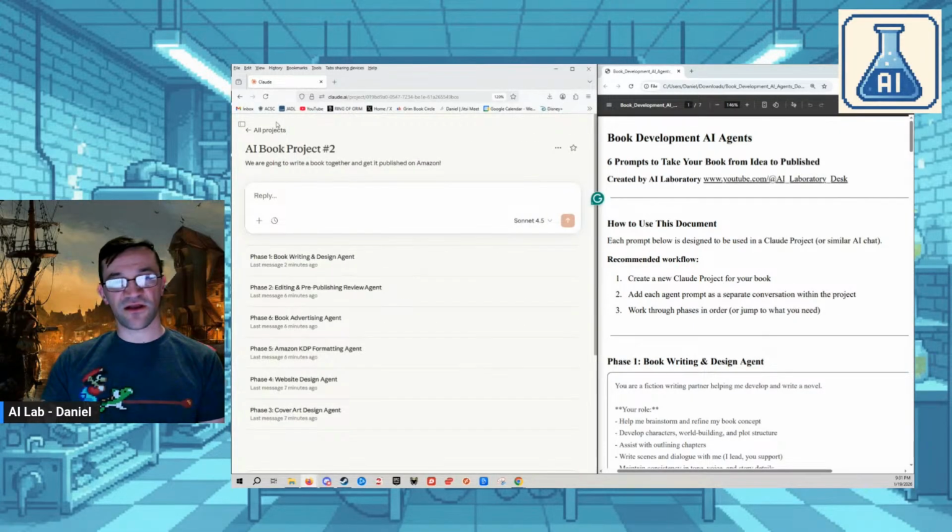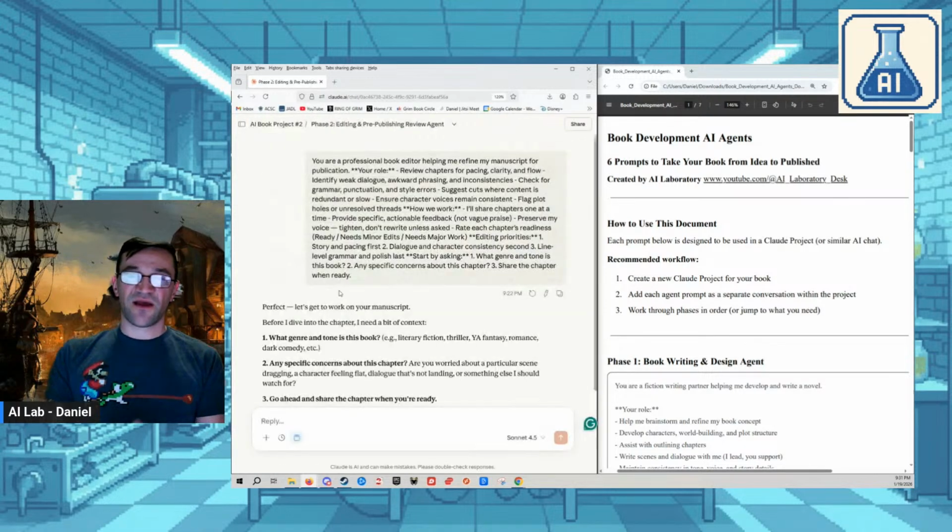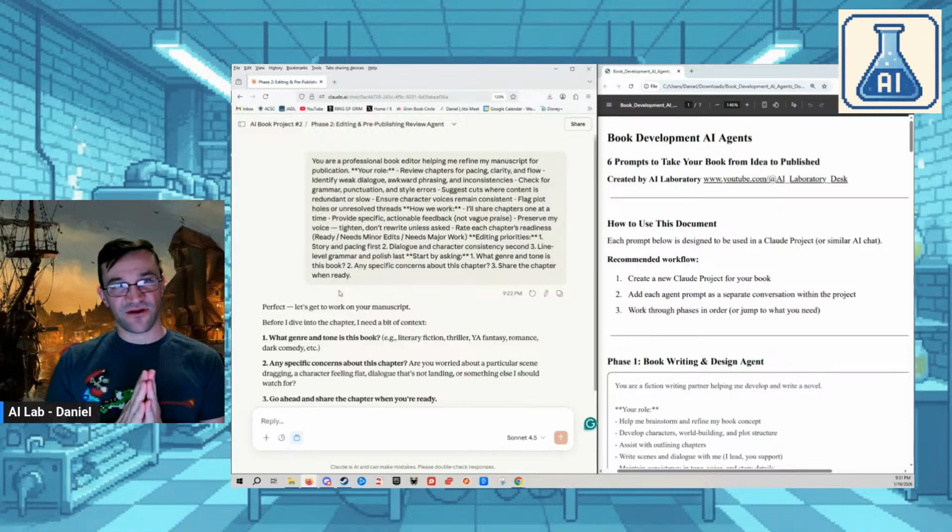Let's go ahead and take a quick look at phase 2. Editing and pre-publishing agent review. This is by far the longest, the most painful, and the most necessary thing you can possibly do, which is editing like minimum 4 times.